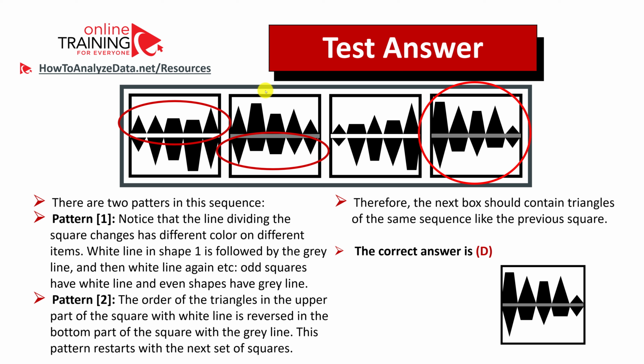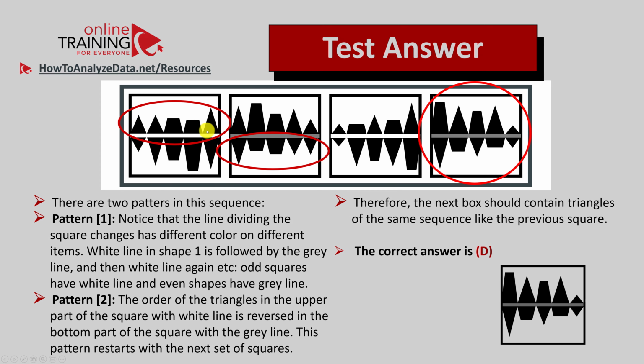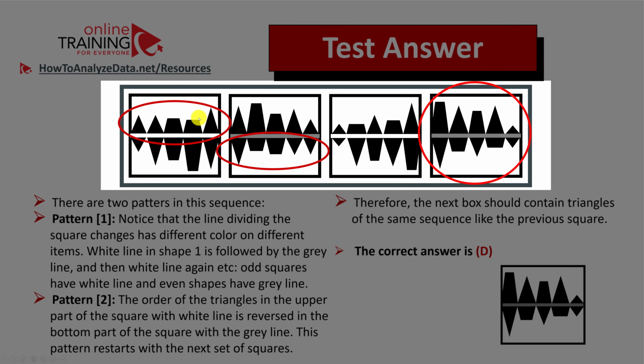Let's look at the 2 patterns present in this question. There is a pattern of lines separating the top part of the square and then the bottom part of the square. And what you see here is that the white line in the middle of the square is followed by the gray line, and then the white line, and then the gray line again. So that's the first pattern.